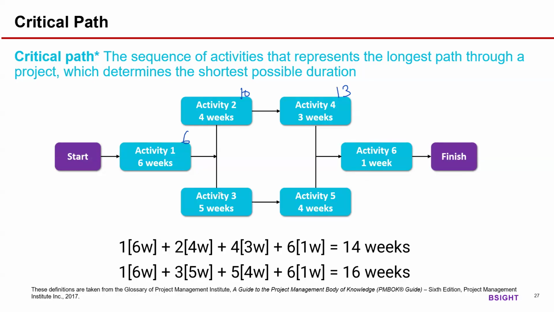1 plus 3, 6 plus 5, 11 weeks. In 11 weeks, we'll finish 1 and 3. Then 4 weeks for activity 5. So 11 plus 5, 16 weeks for activity 5. 11 plus 4, 15 weeks. This is activity 5, 4 weeks.